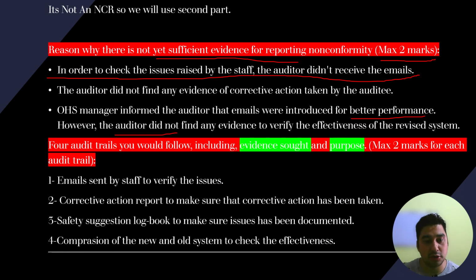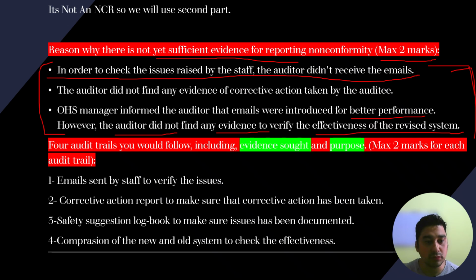However, the auditor did not find any evidence to verify the effectiveness of the revised system. But the auditor couldn't verify whether the revised system is effective or not. Okay, so that's why there is no clear or enough evidence to say that it is an NCR. So this way we have to answer this question.